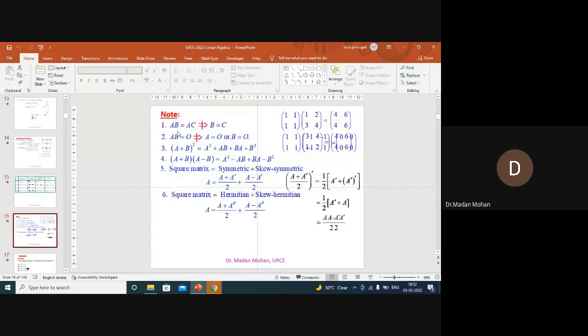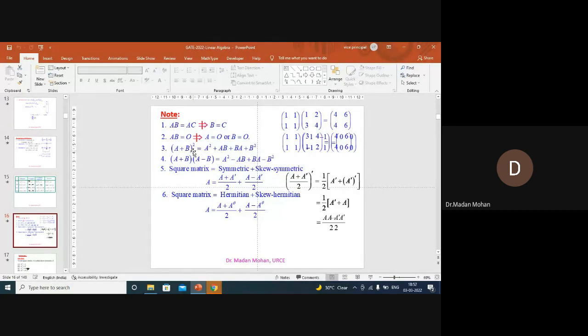Next, AB equal to AC implies B equal to C in numbers, but for matrices it may fail. Whenever det A is 0, definitely it fails. Product of two matrices is 0 means at least one matrix is 0, may fail. For numbers, if the product of two numbers is 0, at least one number is 0. But here, because of row-column wise multiplication, the product of two non-zero matrices can be a zero matrix.